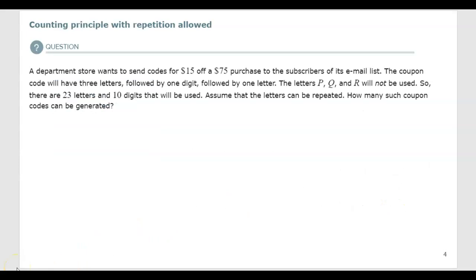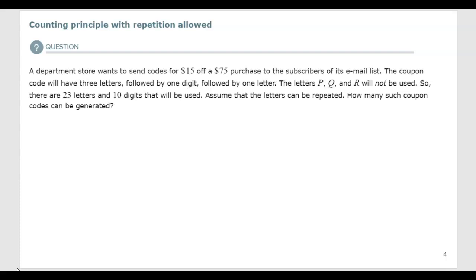Go ahead and take a second and read this problem to yourself. I'm not going to read it to you. You're taking a second to read this problem.